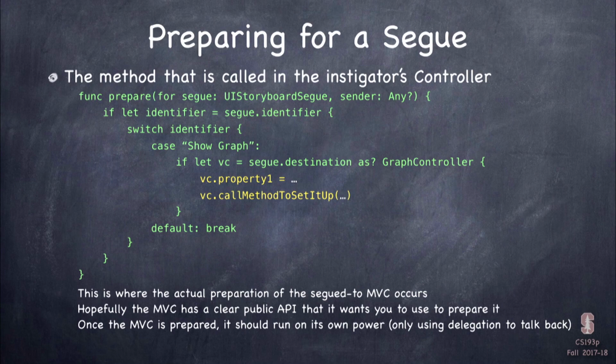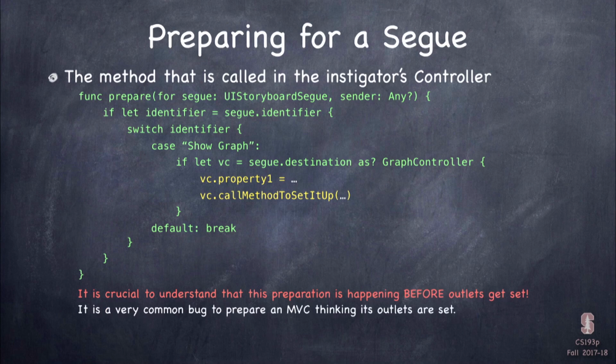Make sense? It's very important to understand prepare for segue. You just can't do any multiple MVC stuff without understanding this method. It's the most important method in all of multiple MVCs. All right? Now, red again. Look, some red on the slide. It is absolutely crucial to understand that when you are executing these yellow lines, you're preparing that MVC.